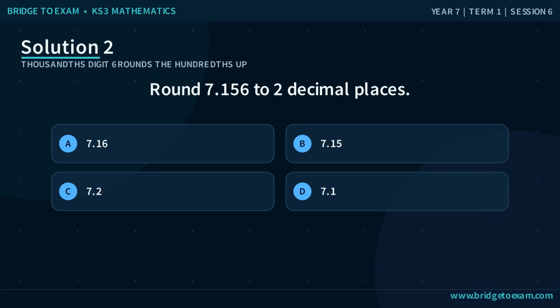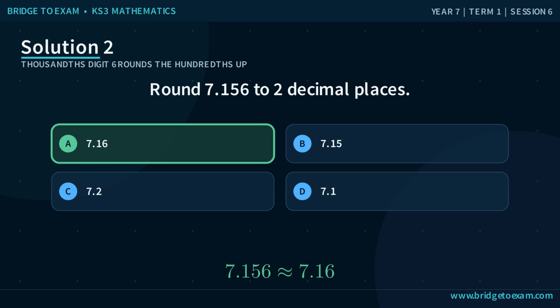Option A is correct, 7.16. At two decimal places, the target digit is the 5 in the hundredths position. The deciding digit is 6 in the thousandths position. Because 6 is 5 or more, increase the hundredths digit from 5 to 6 and remove the remaining digit.